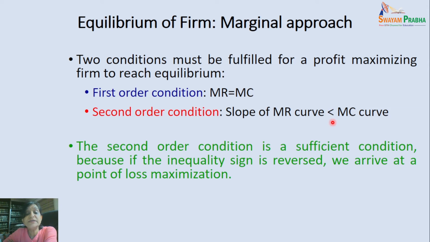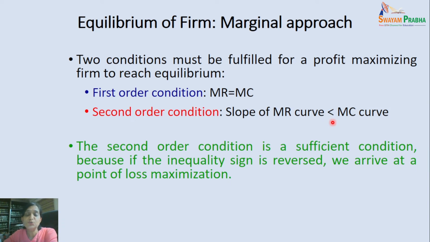Okay, if the second order condition, which is the sufficient condition, is not satisfied, that is, if the slope of the marginal revenue curve is greater than the marginal cost curve, we are talking about loss maximization. That is, we are stopping at a point where after this, your revenue will keep on falling and your cost will keep on rising.